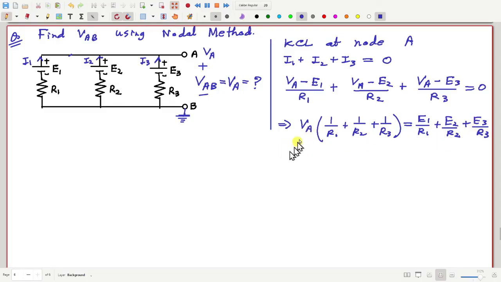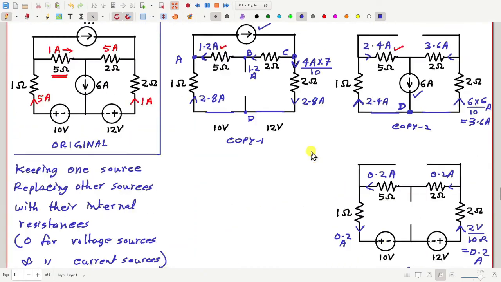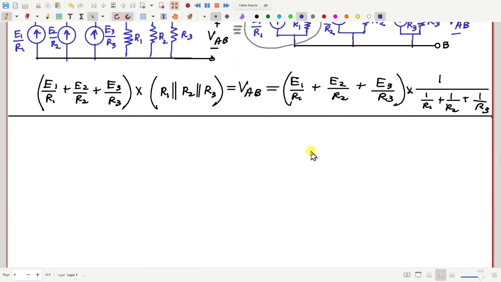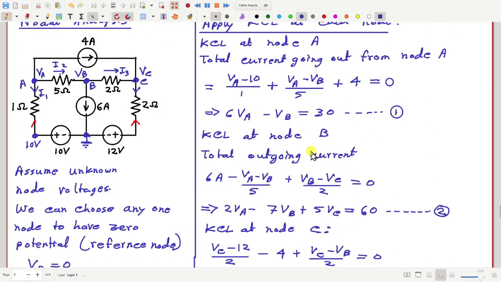So you will get VA from here. And this gives the same result as we got earlier using voltage equivalence between practical voltage and current source. So this verifies our calculation. Okay, fine.